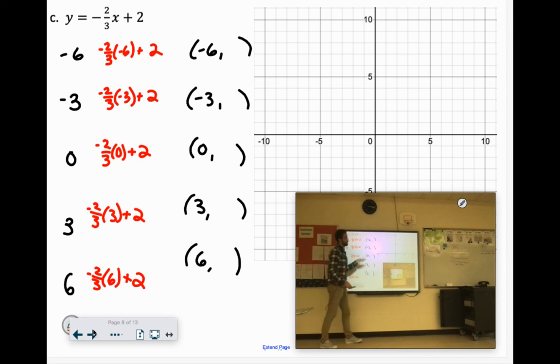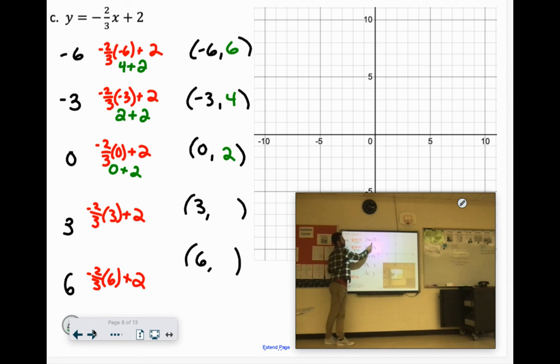When I'm doing negative 2/3 of something, first I just divide it by 3 because that would be 1/3, and then I would multiply that by 2. Here I have a negative times negative. 1/3 of 6 is 2, so 2/3 of 6 would be 4 plus 2 is 6. 1/3 of 3 is 1 times 2 is 2 plus 2 is 4. Anything times 0 is 0 plus 2 is 2.